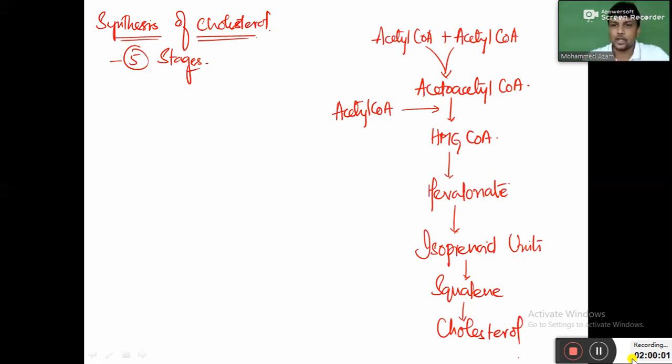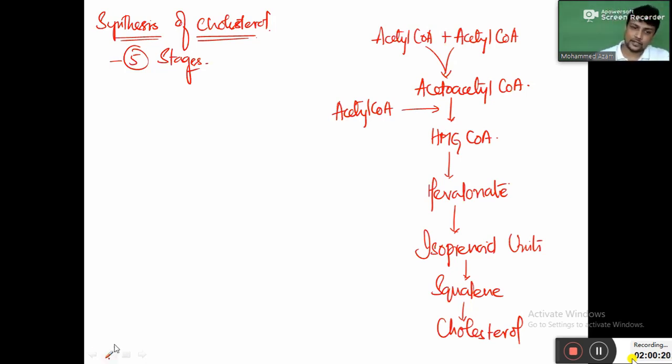Ho gaya. I repeat again, acetyl-CoA with acetyl-CoA to form acetoacetyl-CoA. That will combine with one more molecule of acetyl-CoA to form HMG-CoA, that will form mevalonate, and mevalonate is going to form isoprenoid unit. Isoprenoid unit is going to form squalene, and squalene is going to form cholesterol.